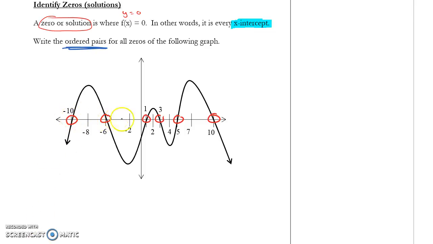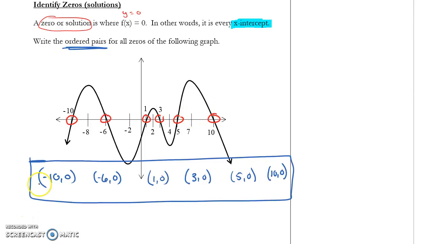So I have 1, 2, 3, 4, 5, 6 zeros to represent this graph. This is at negative 10, 0. This one's at negative 6, 0. Go ahead and write your other ordered pairs. So this particular function has 6 zeros. These are all of our ordered pairs. Remember, for any ordered pair on the x-axis, your y value is 0, so it should be in this order. It's the only one acceptable.